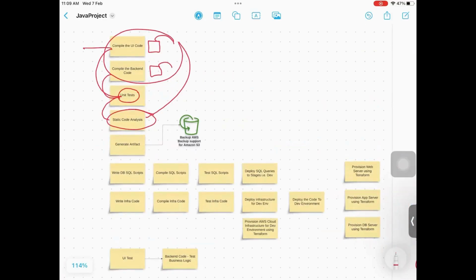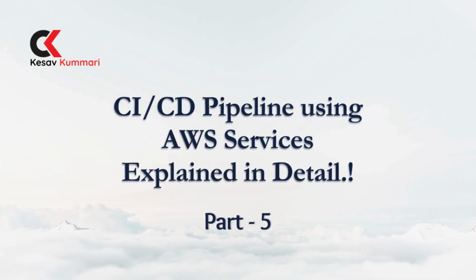UI code, backend code, unit level testing, static code analysis, generate the artifact. Artifact means deployable artifact. This artifact should be deployed to one of the servers.